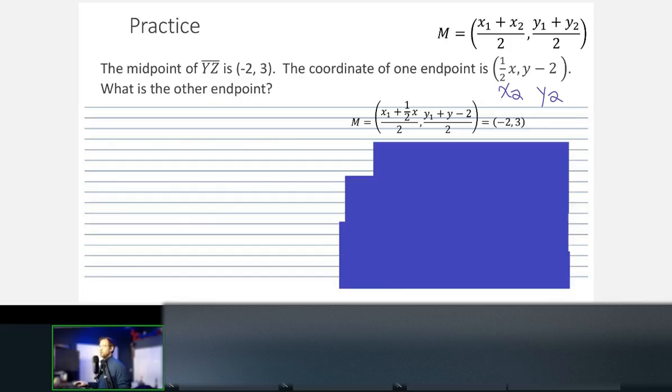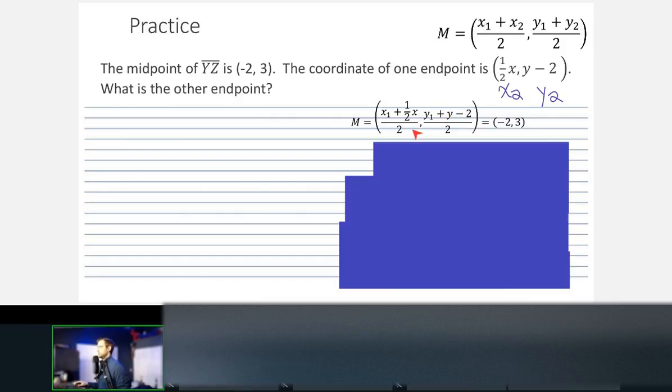And we don't know what x sub 1 is, right? That's the other coordinate. So x sub 1, we don't know, and then x sub 2 is just 1/2 x. We don't know what y sub 1 is. That's what we're trying to solve for. And then y sub 2 is equal to y minus 2.